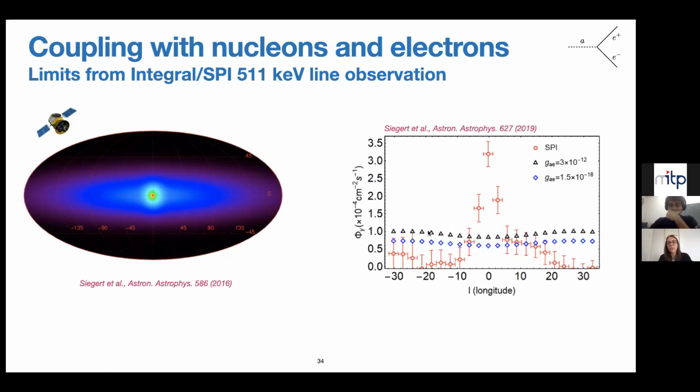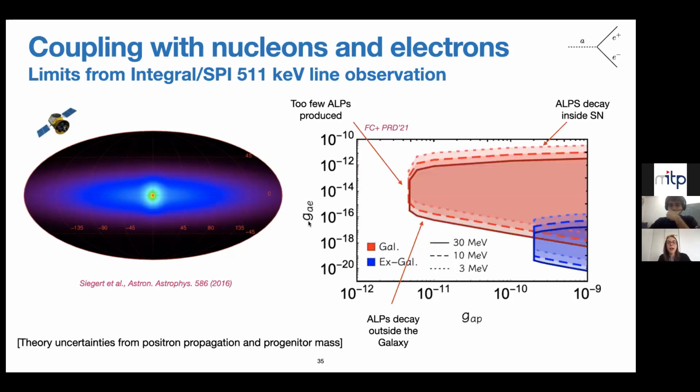So we set conservative bounds on the ALP-electron couplings as a function of the ALP-proton coupling by comparing this longitude profile of the data with our expectations. And the limits are here, and they depend slightly on mass, and there are also uncertainties related to the progenitor mass and the positron propagation length, as I mentioned before.